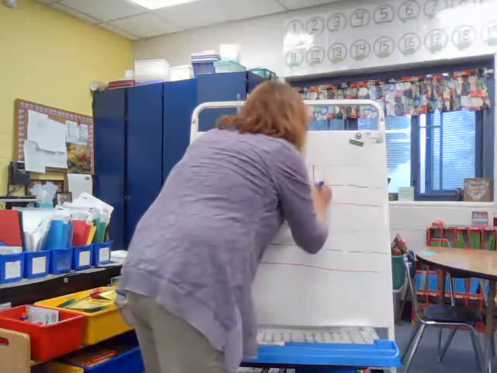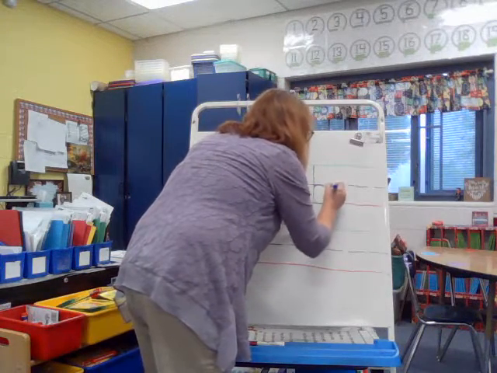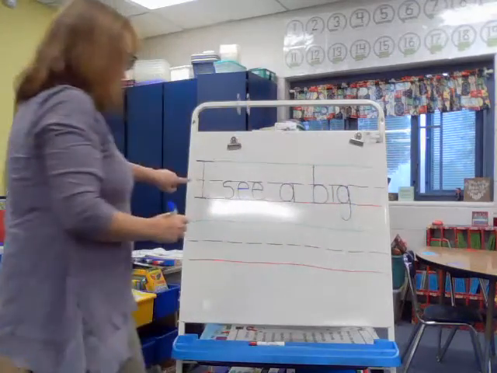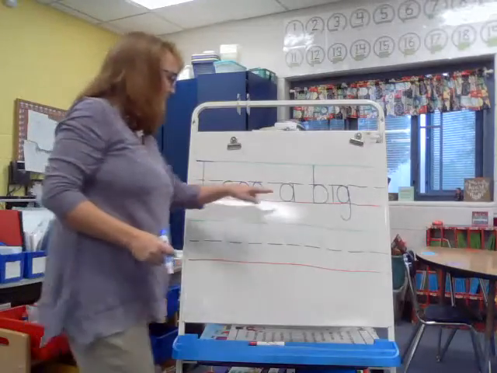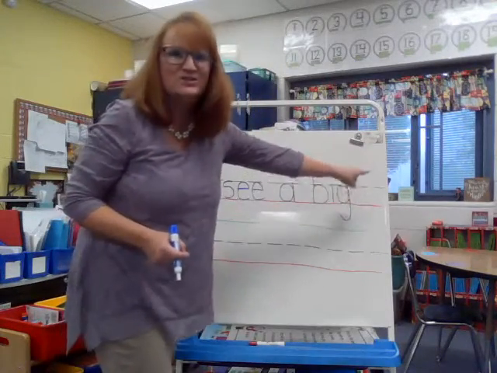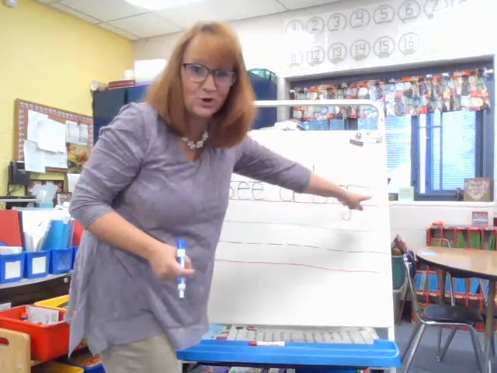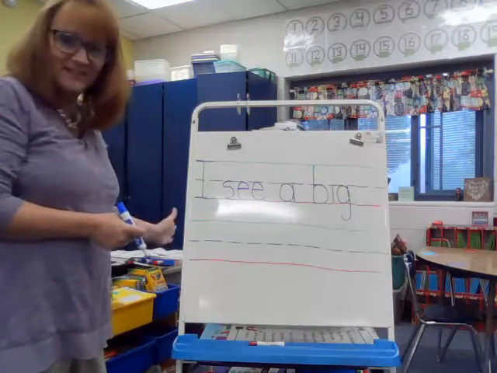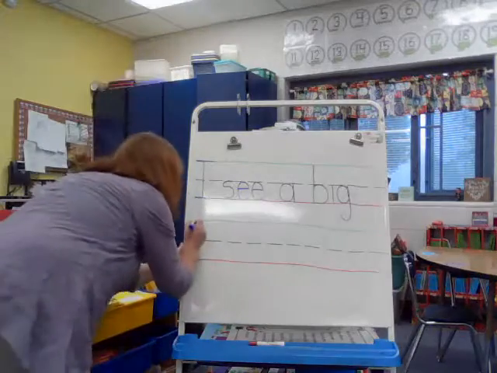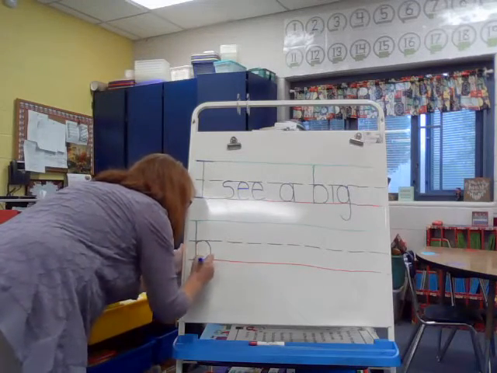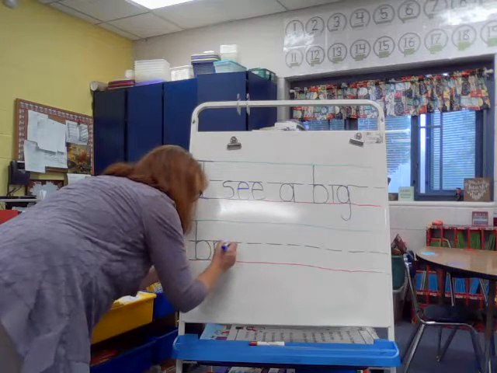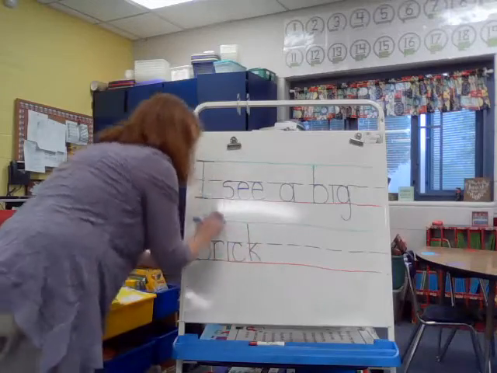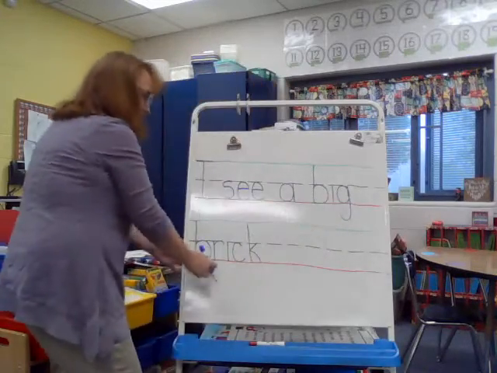All right, so big. All of my letters in my sentence are going to be lowercase except for that very first one because you always need a capital at the beginning of a sentence. I see a big, I am out of space. So when I'm out of space, I do what's called a return sweep. I come back and I start writing over here on the left-hand side of the page. I see a big, now I need that word brick, right? Starts with a B. R, I, C, and K. I see a big brick building.